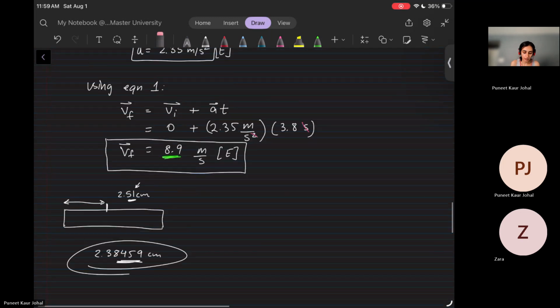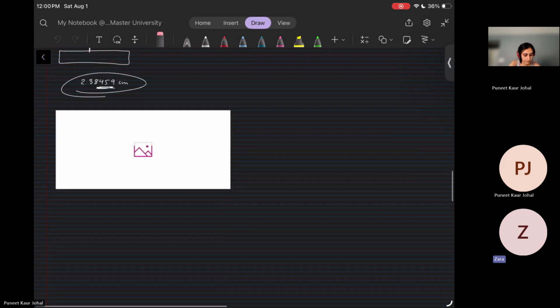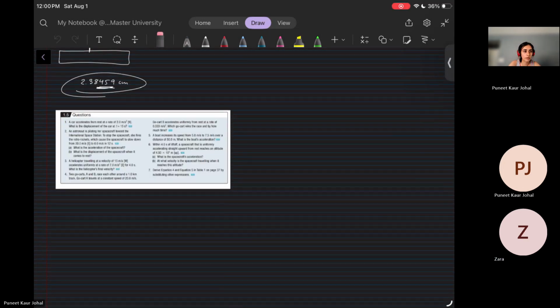All right. So this is actually 1.5 and 1.6. I'm going to do one more question before we end the lesson because we did start late. So I'm going to copy and paste some of the questions from the textbook. You can do these for revision and practice, but this is some of the questions from 1.5 right here. And I'm also going to do some questions from 1.6.